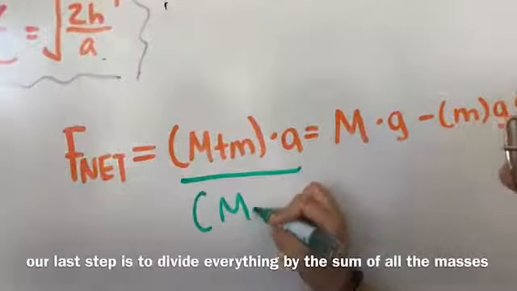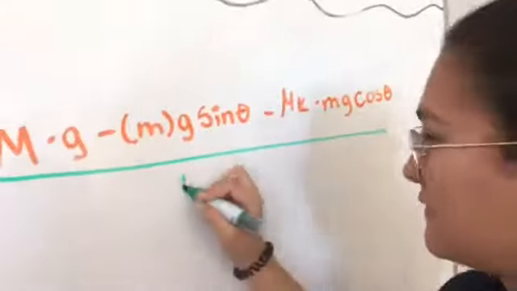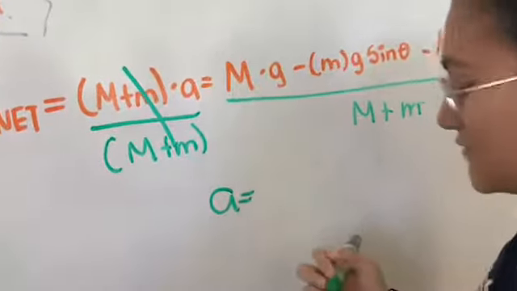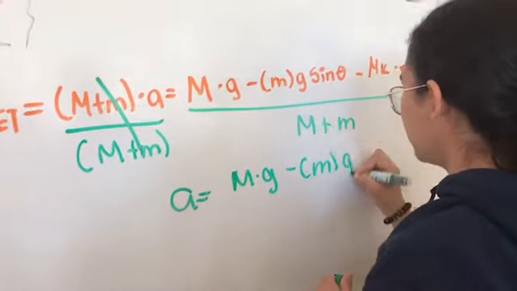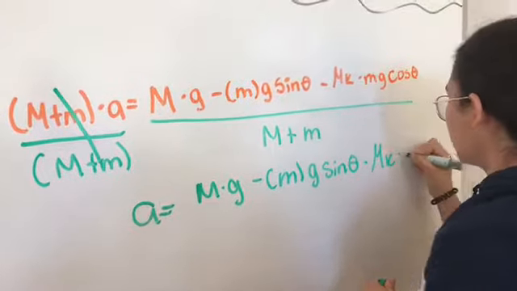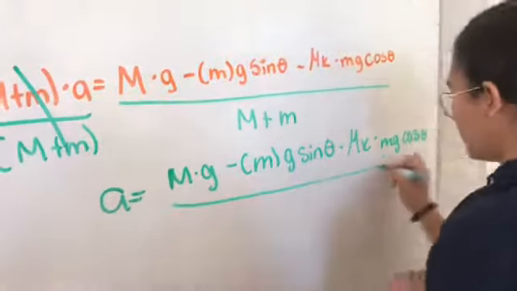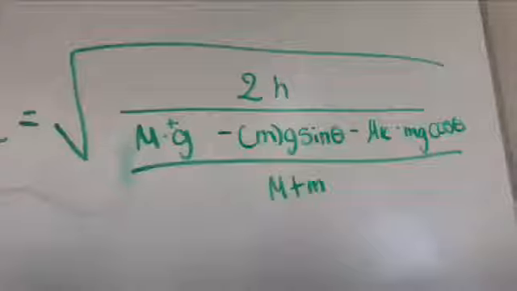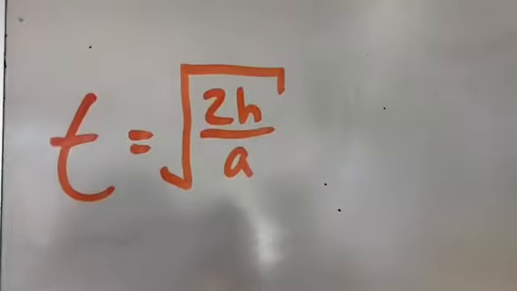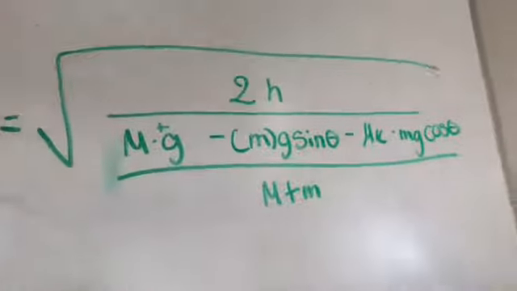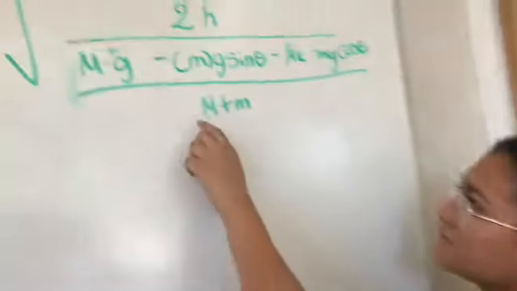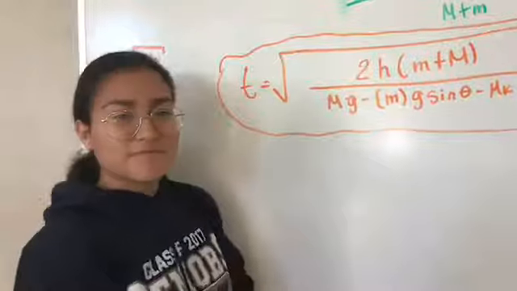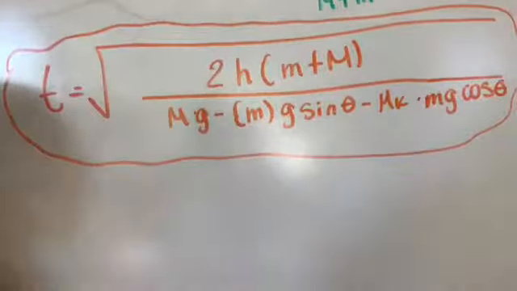So now that we have everything in this equation, our last step is to divide everything by the sum of all the masses. So this will cancel out and we get a equals. Now that we find a, we can plug it into our original formula in order to solve for T. This will be our equation, so our very last step is to do some algebra in order to simplify and make this equation a little more pretty. So this is how we get the equation for time.